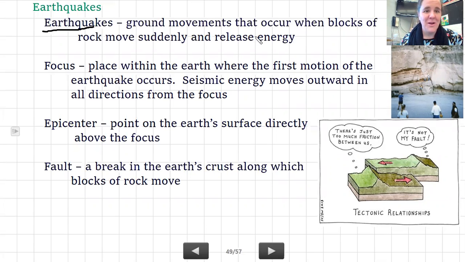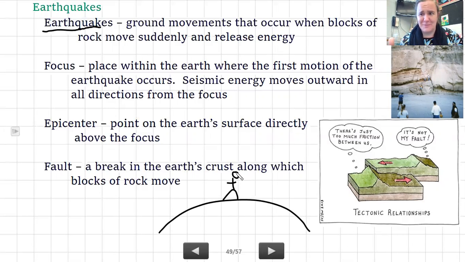Okay, earthquakes. Earthquakes are what happen when we have these blocks of rock that release energy, they move. A couple of terms we need to talk about. A focus is the place deep within the earth where the earthquake actually occurs. So if we have, like, here's the surface, and you see here you are standing there. Well, let's pretend like your head's attached, but anyway, it's my drawing, sorry. Deep in the earth is where the focus would happen, and that's where the energy actually is released.